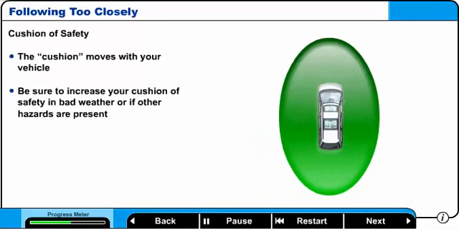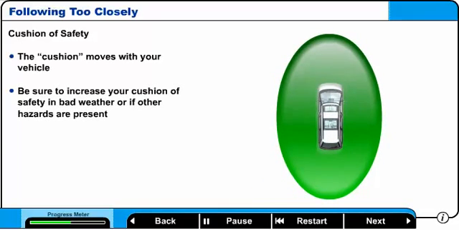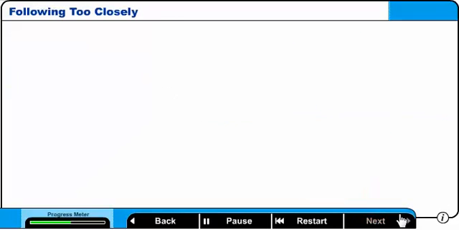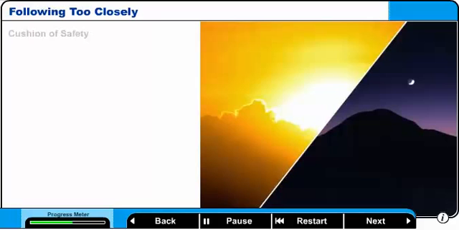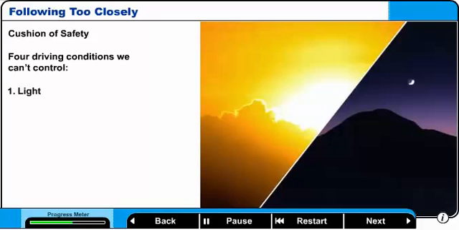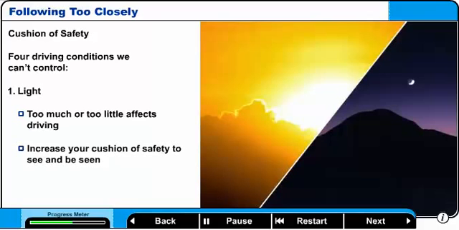Be sure to increase your cushion of safety in bad weather or if other hazards are present. When creating your cushion of safety, keep these 4 uncontrollable driving conditions in mind. Light. Too much or too little light affects driving. It's important in adverse light conditions to see and be seen, so increase your cushion of safety accordingly.